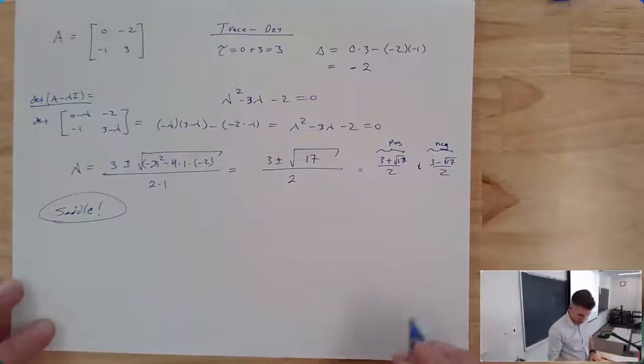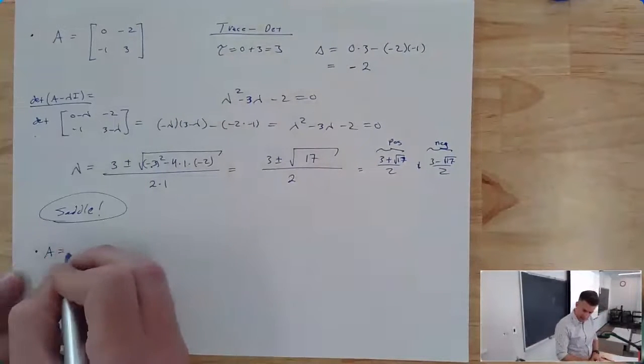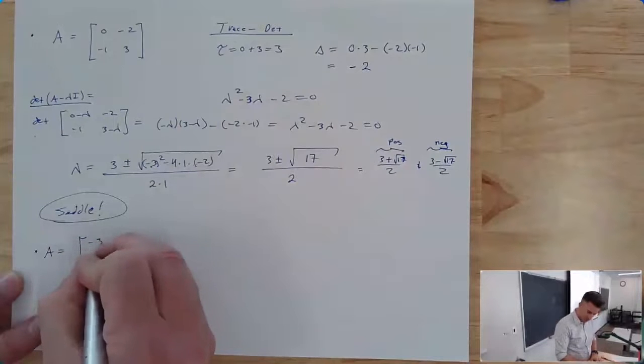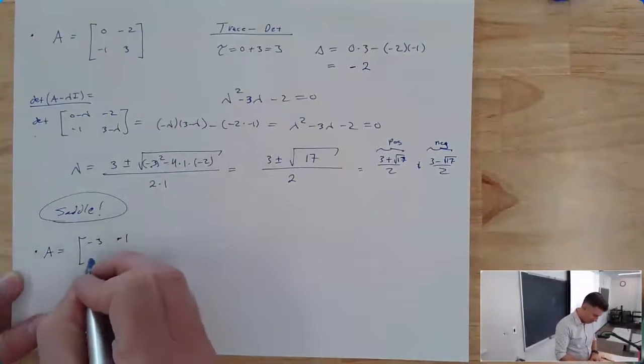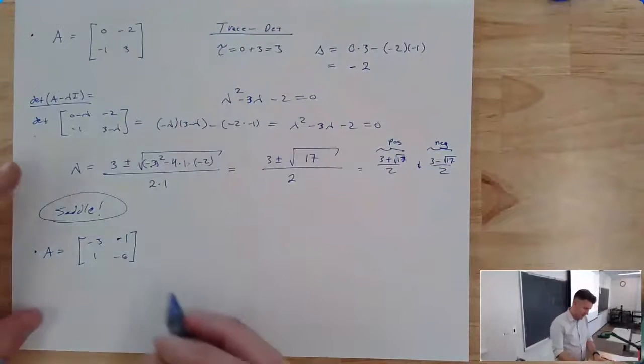So let's do one more. I know I said that last time, but I really mean it this time. So let's say that this matrix is, what do we got here? [-3, -1; 1, -6].